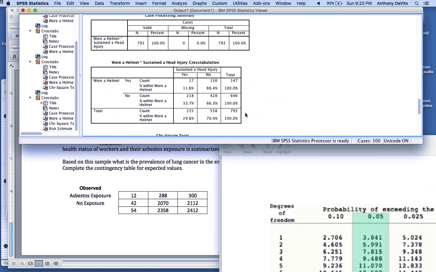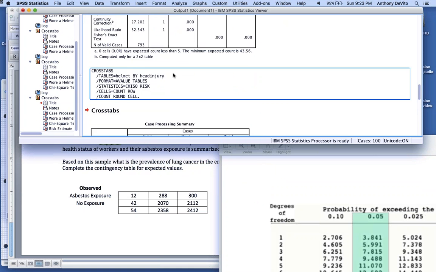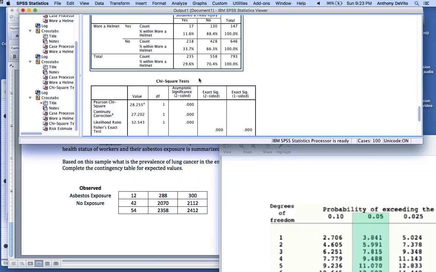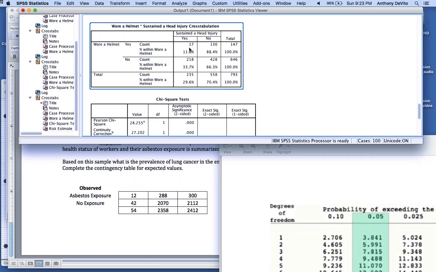Okay, so let's take a look at what we have now. It took away the expected values. However, it gave us something extra. It gave us the percentages by rows. In other words, 17 is 11.6% of 147, and 218 is 33.7% of 646. So really this is just 17 over 147, and this is 218 over 646.